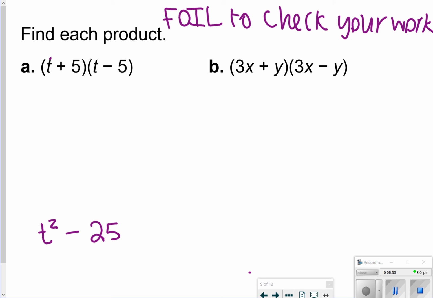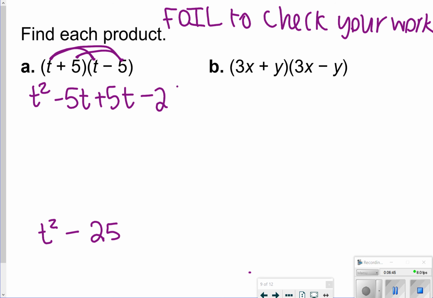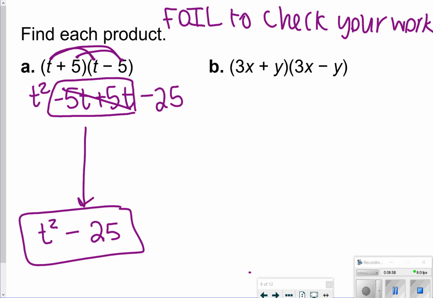If I'm going to FOIL, I'm going to do first, which is t times t, that's t squared. Outer, t times negative 5 is minus 5t. Inner, 5 times t is a positive 5t. And then last, 5 times negative 5 is negative 25. Notice that my outer and my inner are positive and negative 5t, and those cancel out, so that's how I'm left with t squared minus 25. Okay, so the same thing would be true here.